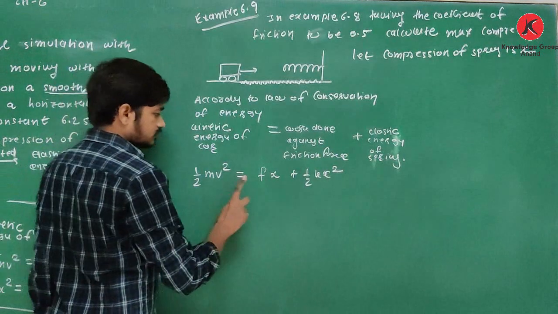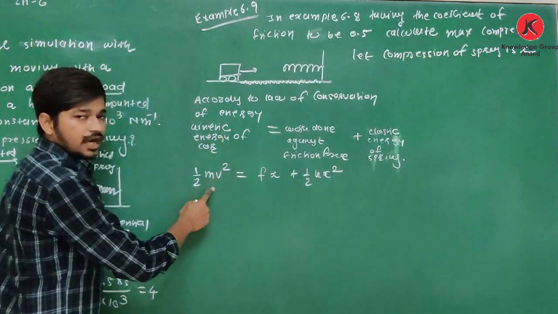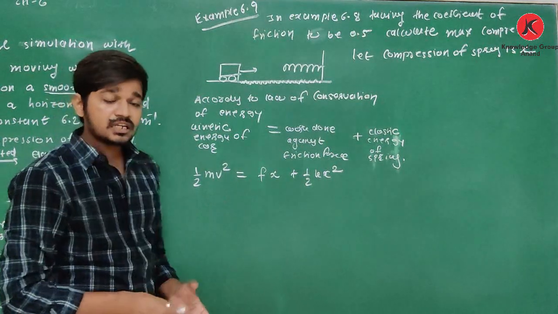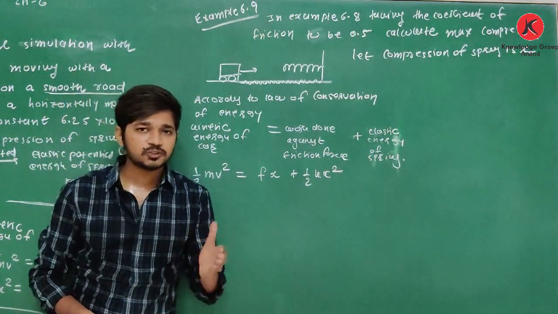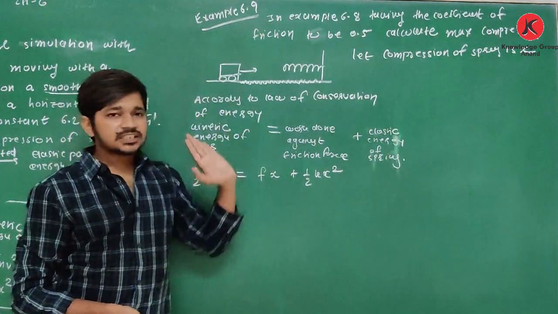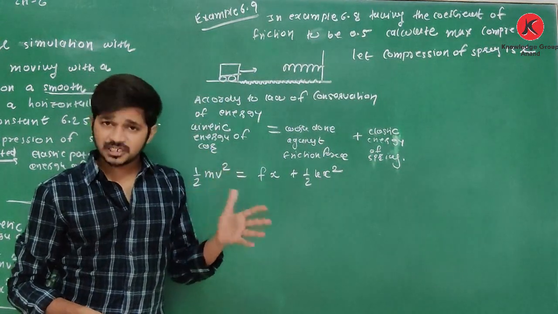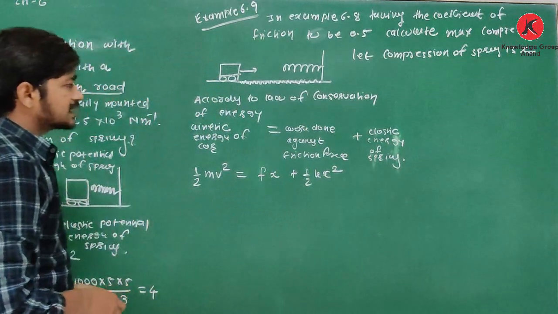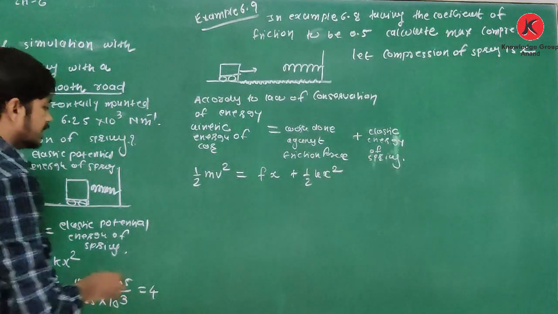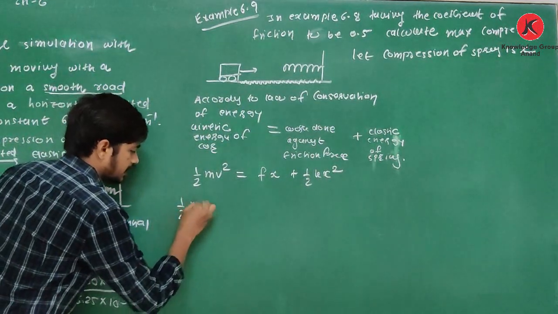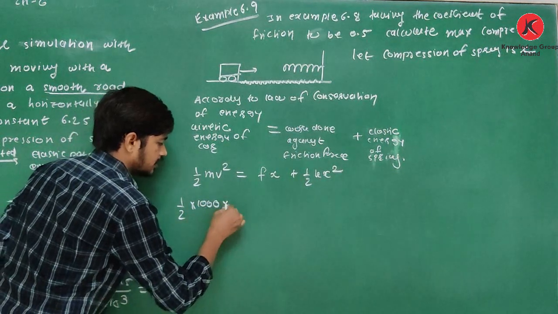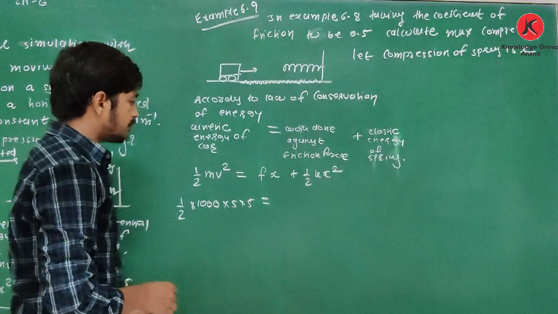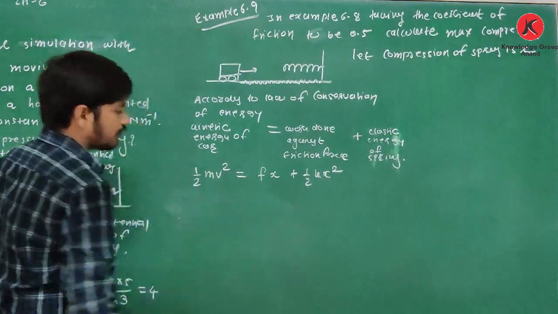See how. Again, kinetic energy of the car is half mv square. Work done against friction force is Fx. Work done means force into displacement. The block is displaced by distance x, the spring is compressed by distance x. So it is Fx plus half kx square. Now put values. See, here it is. Half m, that is 1000, v, that is 5 into 5, is equal to f. Yes, f. What is f? First of all, we will put the value of f.